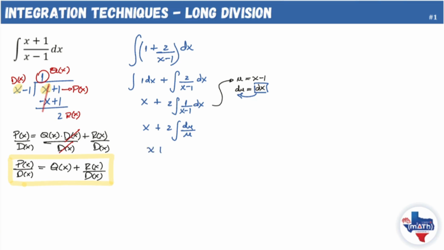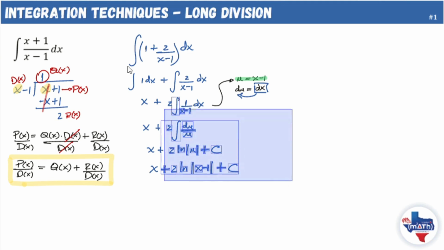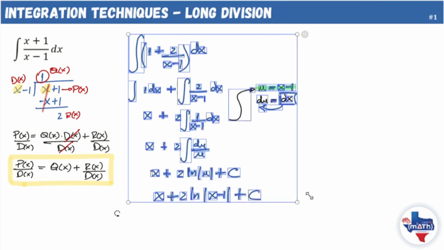So this will be x plus 2 natural logarithm of u plus our constant of integration c. Now let's bring back the value of u to our expression, and we'll have x plus 2 ln of the absolute value of x minus 1 plus our constant of integration. Okay, and that should be our specific answer for this problem.